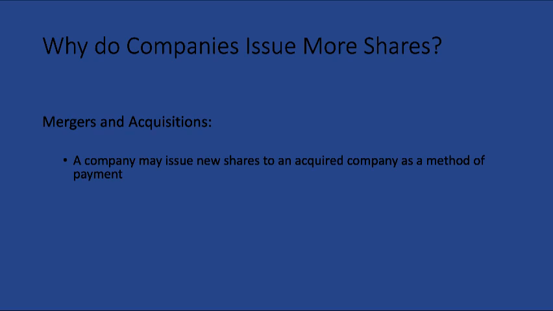The second reason for share dilution is mergers and acquisitions. If a company wants to acquire another business, it might issue new shares as a method of payment. Rather than using cash to buy the target company, the acquiring company can simply offer shares to the target company, and this will increase the total number of shares in circulation.